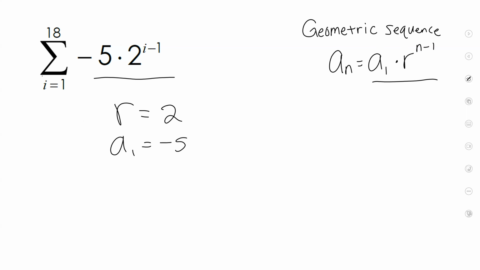I'm going to plug in a 1 because that's my first term. What's 1 minus 1? 0. What's 2 to the 0? 1. And what's 1 times -5? -5. So, yep, the first term is -5.